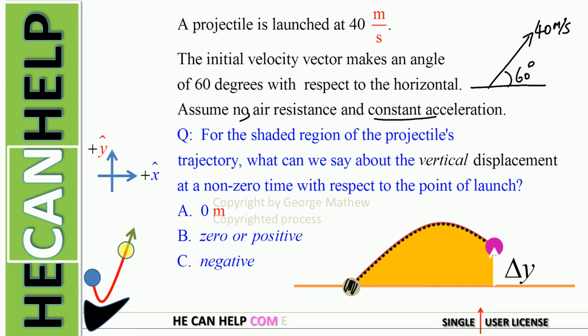Let's call the point of launch point A. With respect to that point A, what is our vertical displacement? If displacement is always zero, mark A. If displacement is zero or positive, mark B. If displacement is negative, mark C. This is with respect to the starting point A.